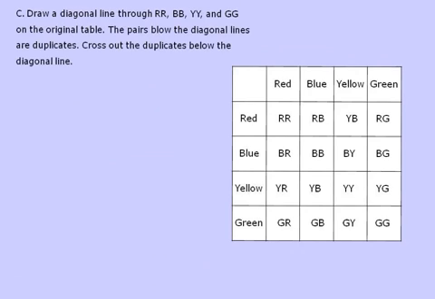So here's our original table, and it says draw a line, a diagonal line through the RR, the BB, the YY, and the GG. It says the pairs, that should say below. That's why you need to know how to spell. Below the diagonal lines are duplicates. Cross out the duplicates below the diagonal line. So this blue-red combination is the same as this red-blue.